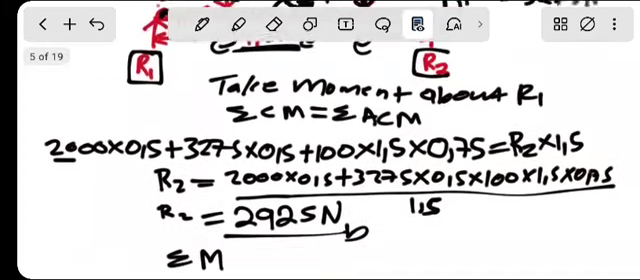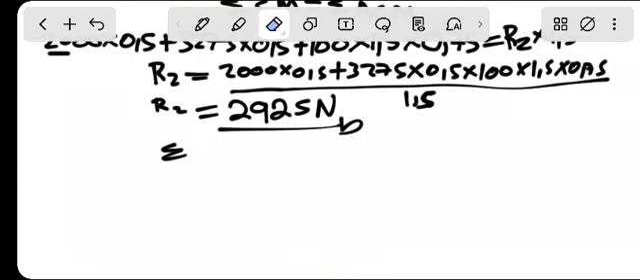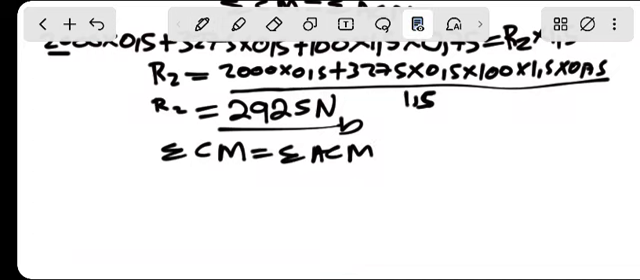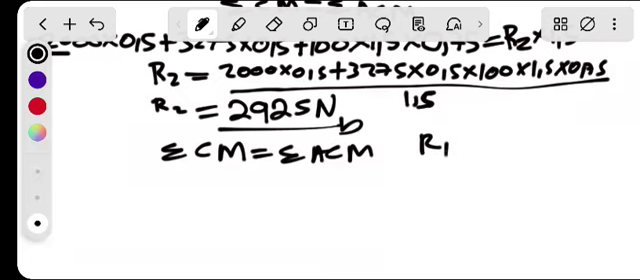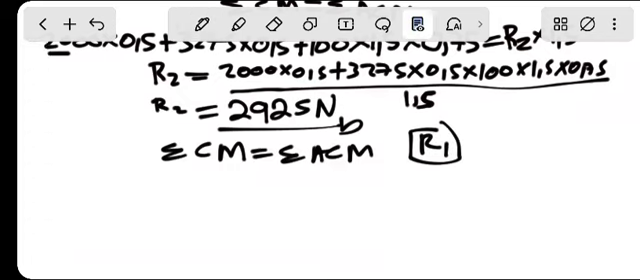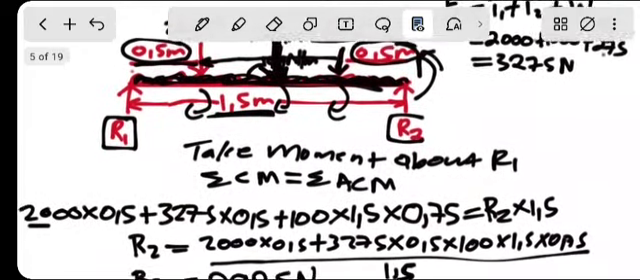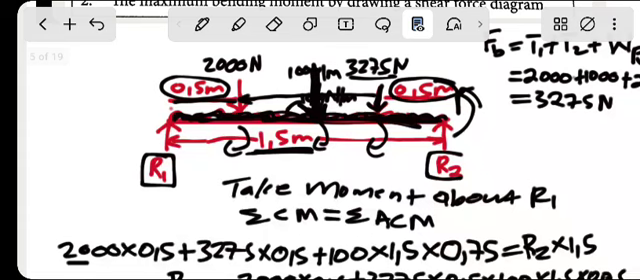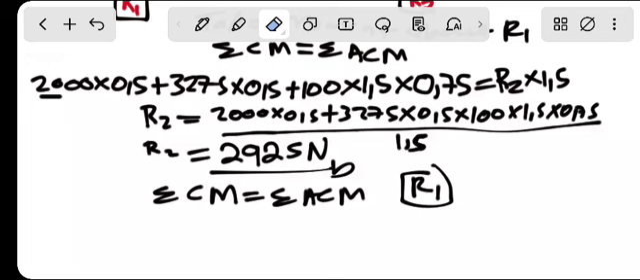We have here the sum of clockwise moments is equal to the sum of anti-clockwise moments. So we're taking moments about reaction 1. All right, here it is, reaction 1 and reaction 2. We started with reaction 1, so we should take this about reaction 2.